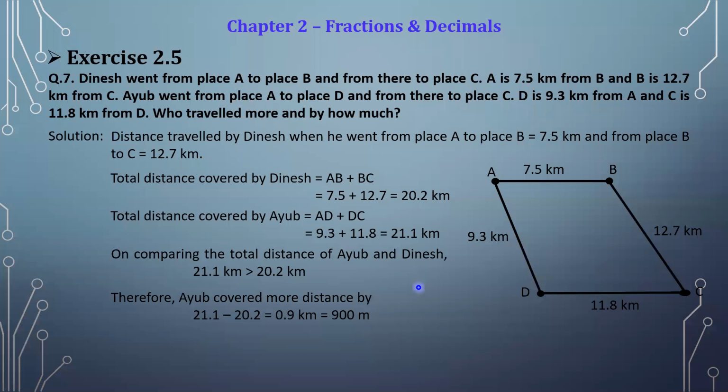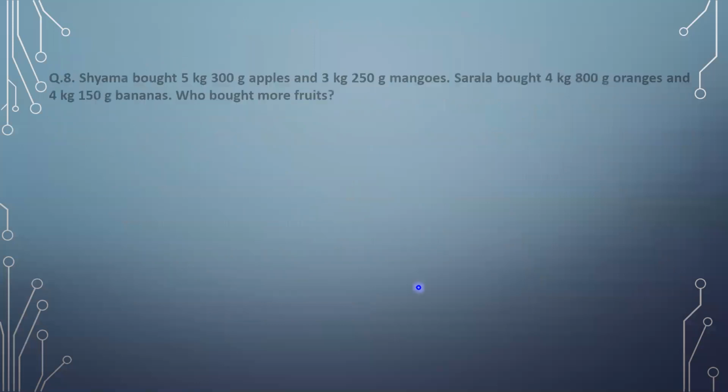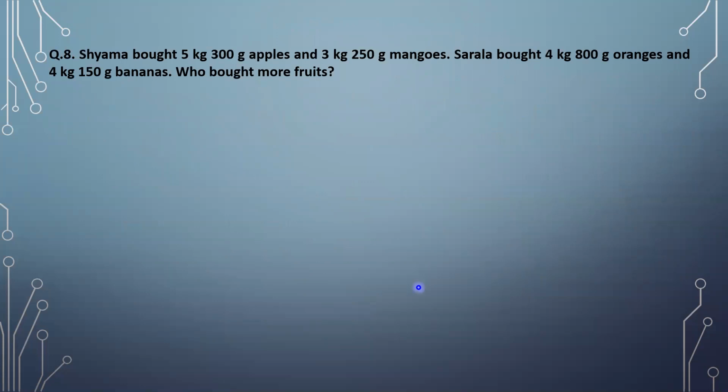Now we are going to consider the next example, which is question number 8, which is again a word example. That means the same kind of example. Here the example is given like this. Again some conditions are given. The first condition is: Shama bought 5 kilograms and 300 grams of apples and 3 kilograms and 250 grams of mangoes.